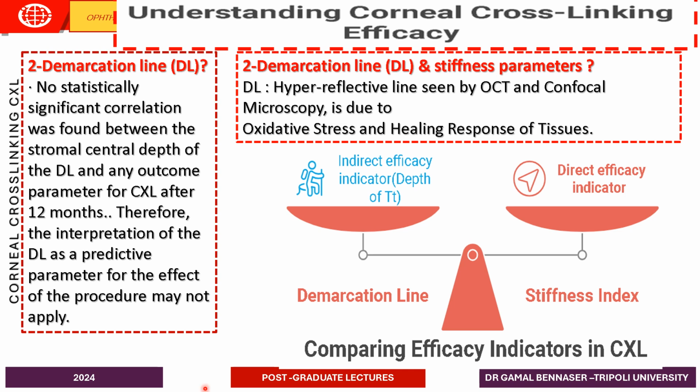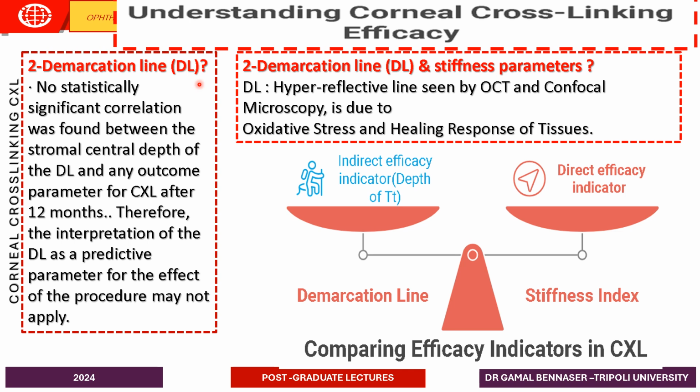As I said, the different parameters for assessing the efficacy of corneal cross-linking can be divided into a direct way or an indirect way. The direct way is where you directly assess the corneal stiffness and the corneal biomechanics, by in vivo microscopy or Brillouin microscopy, or by certain stiffness parameters. However, in the indirect way, we examine other parameters that indirectly reflect the stiffness of the cornea. One of these indirect ways is the determination of the demarcation line depth, which is determined by confocal microscopy or by the use of anterior segment OCT.